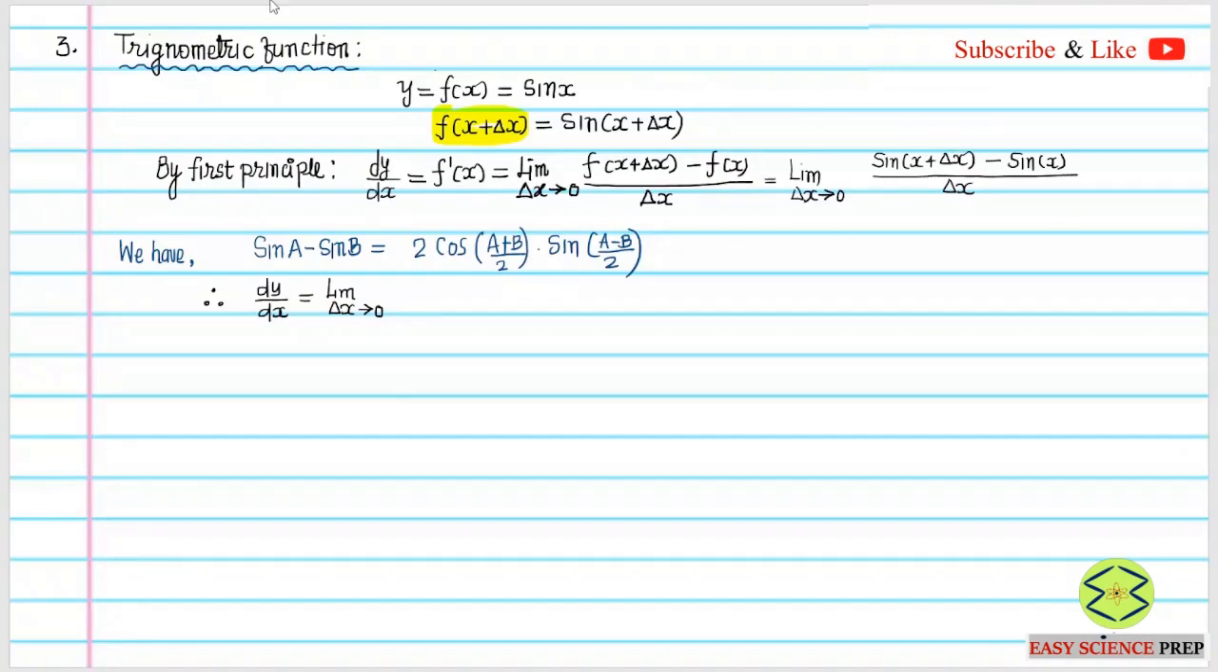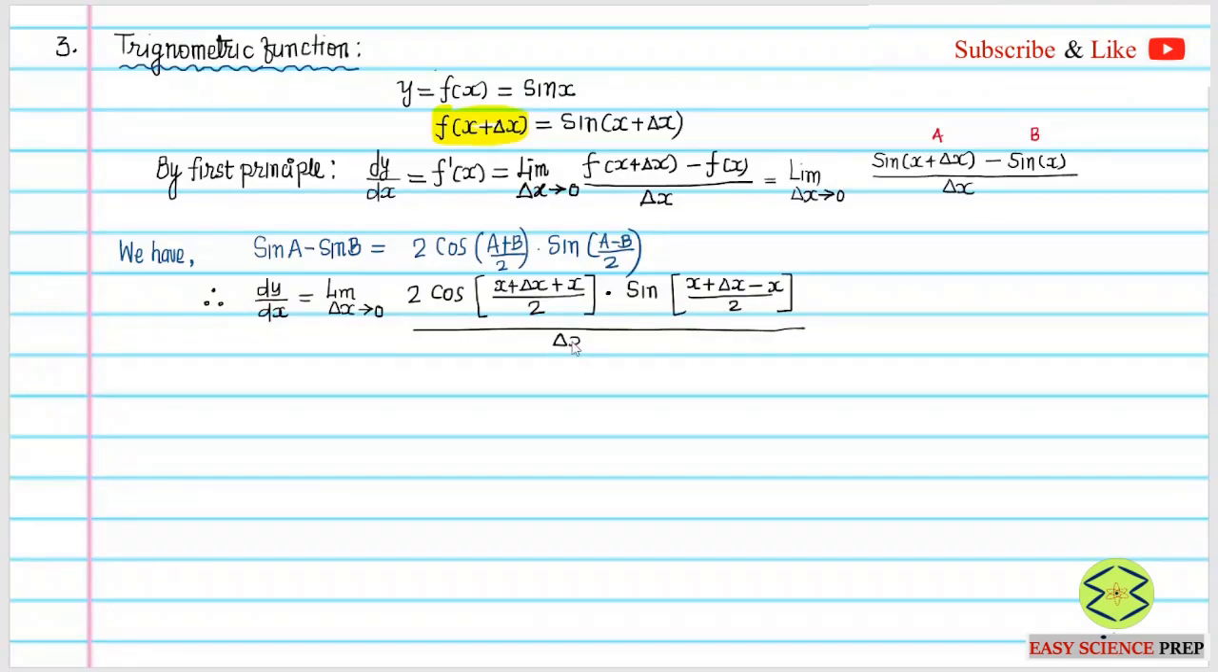Now sine a, so this is nothing but a, we can use this as a and this is b, sine a minus sine b, so it will be 2 times cos, now a is x plus delta x plus b is x, divided by 2, into sine (x plus delta x minus x), that's okay, whole divided by 2, and then we have here the delta x in the denominator.